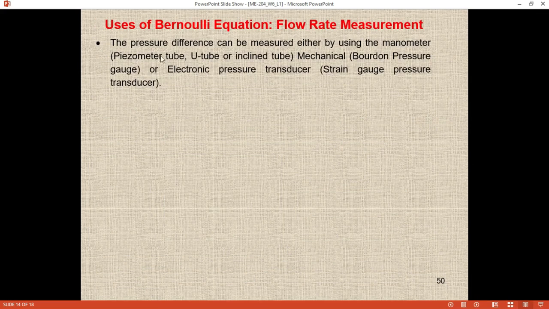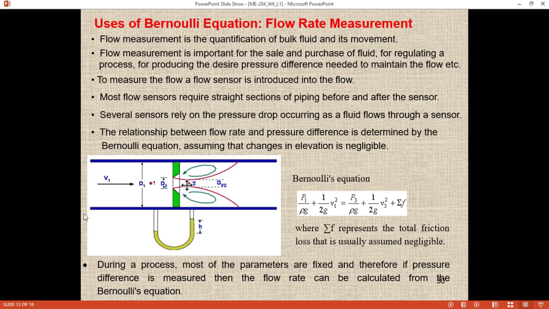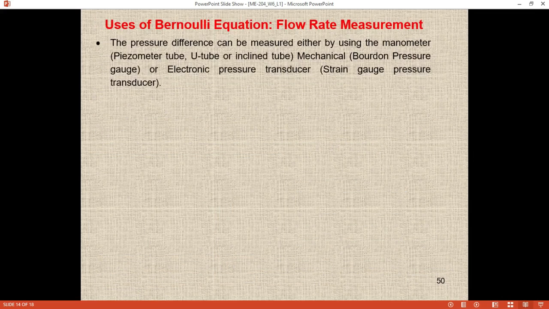The pressure difference can be measured by using a manometer tube, piezometer tube, U-tube, inclined U-tube manometer, Bourdon pressure gauge, or strain gauge pressure transducer. There are so many types of instruments that can be used to measure the pressure before and after the obstruction. This is a U-tube manometer we used here, and we can use other types of measuring devices also.